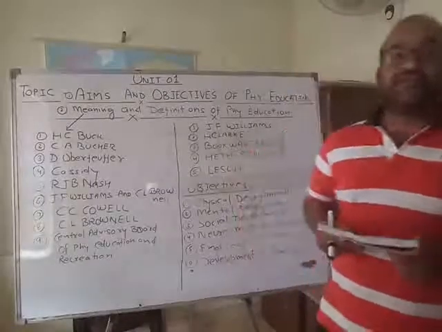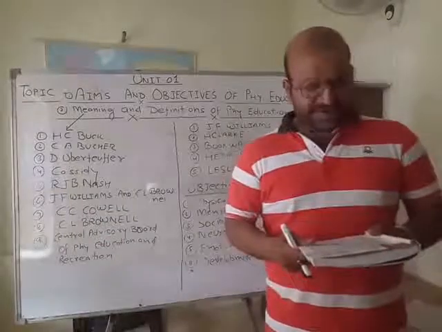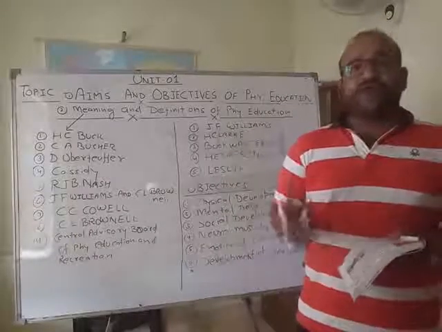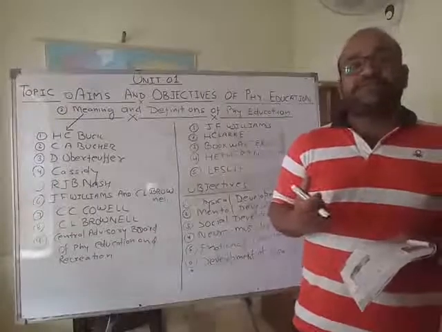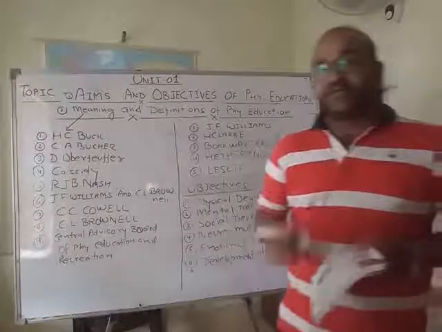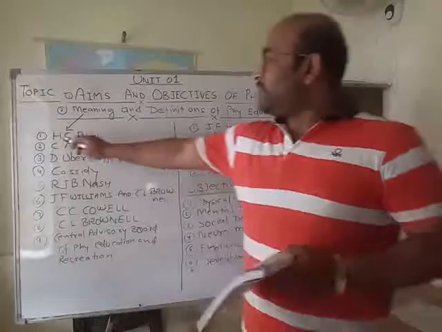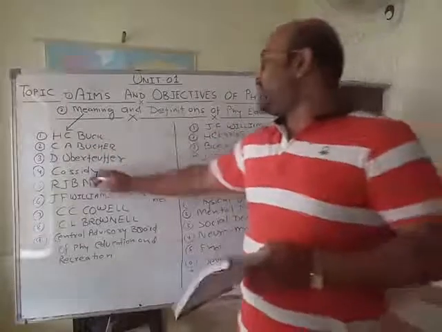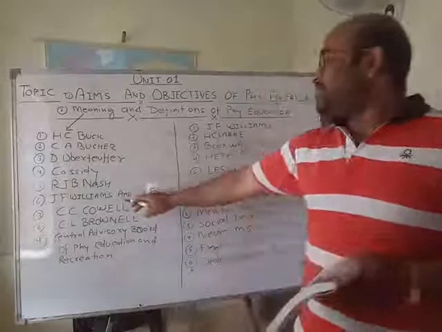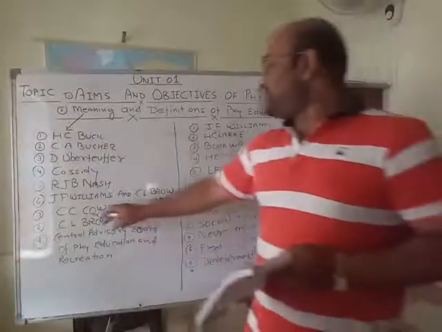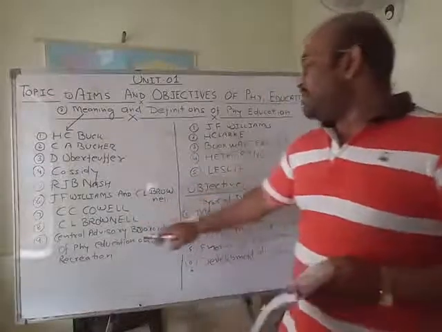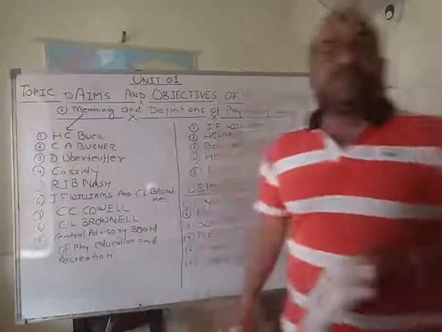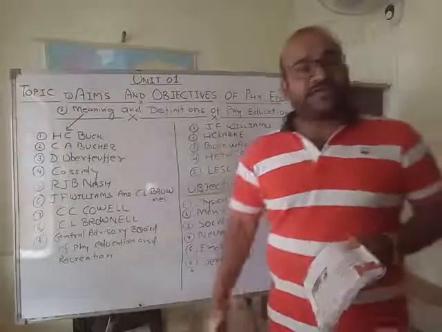Meaning and definitions of physical education. Different people have defined physical education in different ways. A few of the definitions are listed in front of you. Number 1, S.C. Buck, C.A. Bucher, D. Oberteuffer, Cassidy, R.J. Bain, J.F. Williams, Brownell, C.C. Cowell, C.L. Cromwell and Central Advisory Board of Physical Education and Recreation. Some people have defined physical education in different ways.